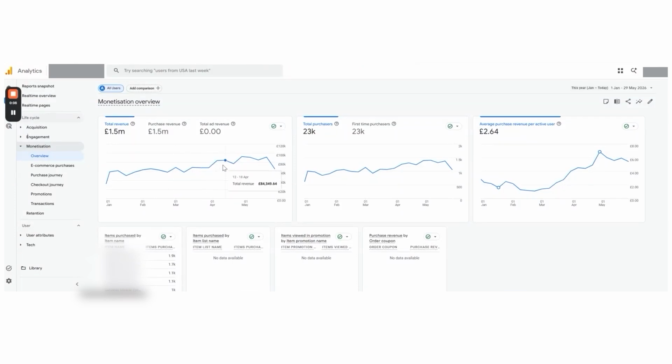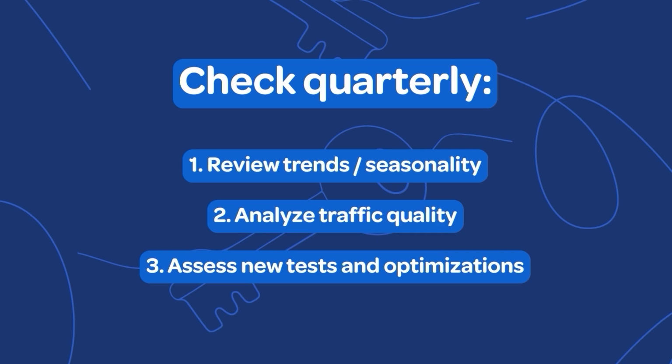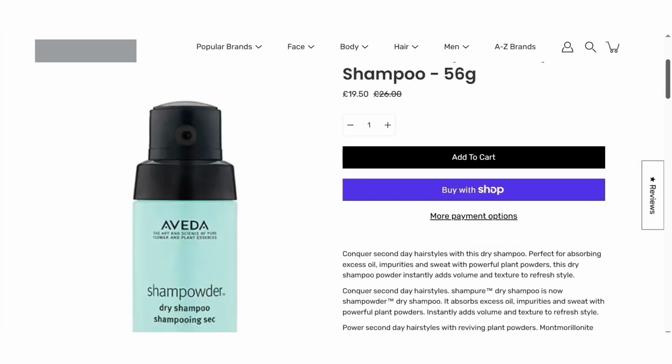You never want to just focus your optimizations in your Google Ads account. Your website should never be considered finished. You should always be testing, optimizing, and improving it to increase your conversion rate over time.